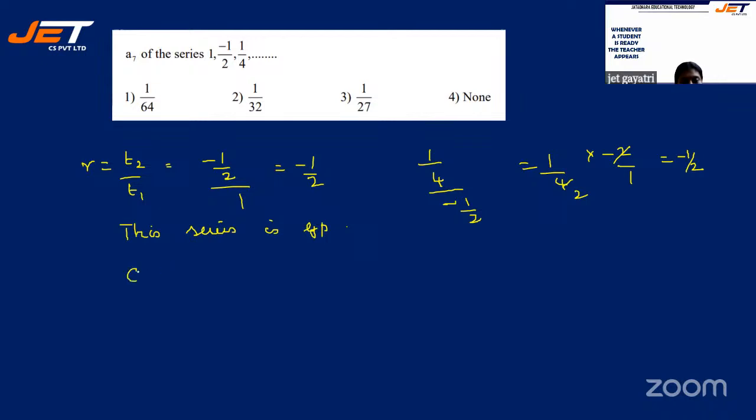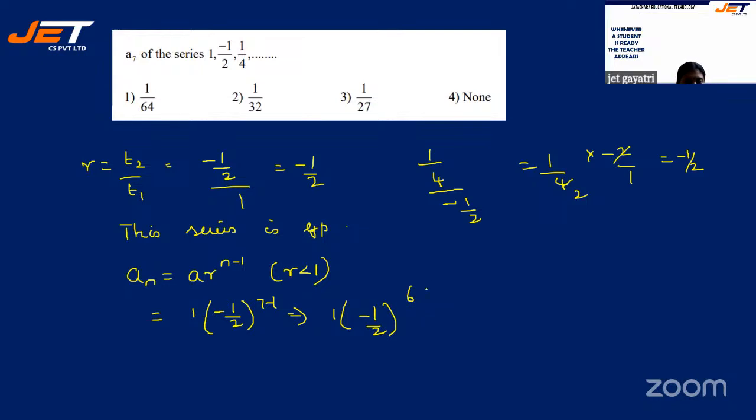So now how do you do it? An is equal to A R to the power n minus 1, because R is less than 1. So now what is A? 1 into R, which is minus 1 by 2, to the power n minus 1. What is n? A7. So it is 7 minus 1, which is 1 into minus half to the power 6. Right? So it is 1 into minus 1 by 2 to the power 6.